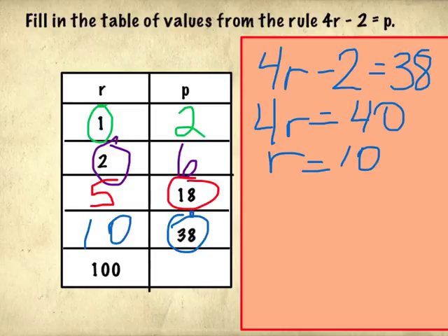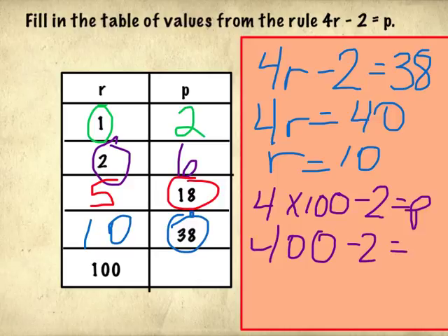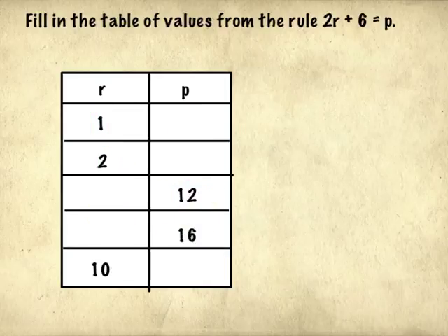Yay. And my last one is going to be 100, and this is in the r column. So 4 times r, which is 4 times 100, minus 2 equals p. 400 minus 2 is 398, so p is 398. And that's it. You just have to sub into the equation to solve.